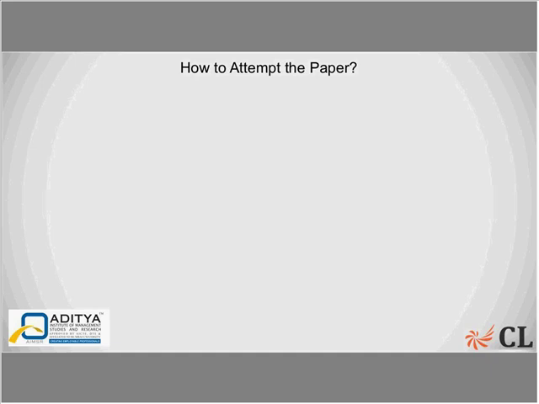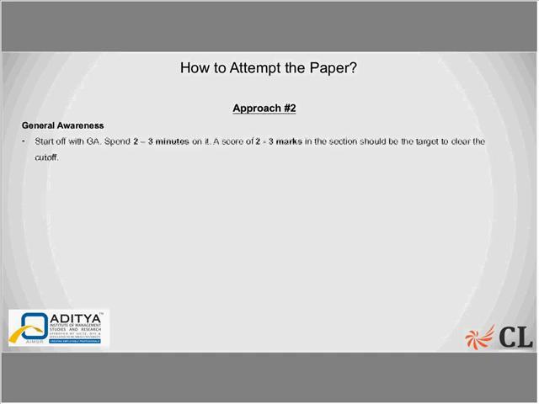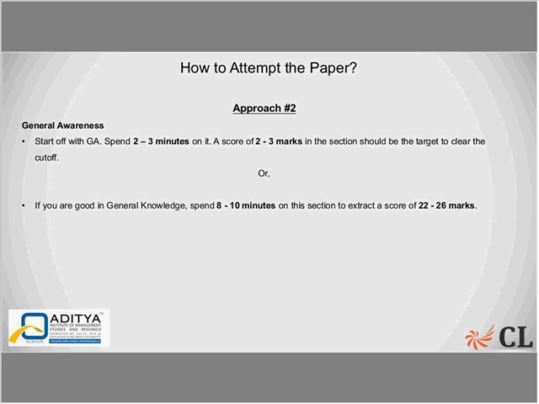Let's look at the second approach. The second approach says GA, or general awareness, is something you want to get rid of as early as possible in the paper. So again, you'll spend maybe less than 5 minutes or something around 10 minutes to do the same. So the difference between the first approach and second approach is in the sequence. In the first approach, we talked about doing analytical first. In the second approach, we are saying general awareness first.